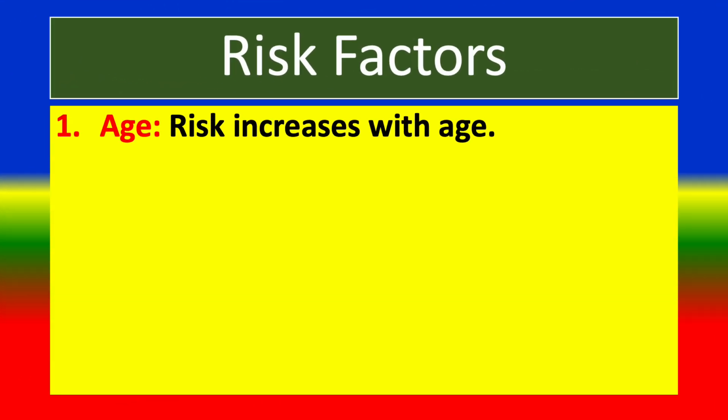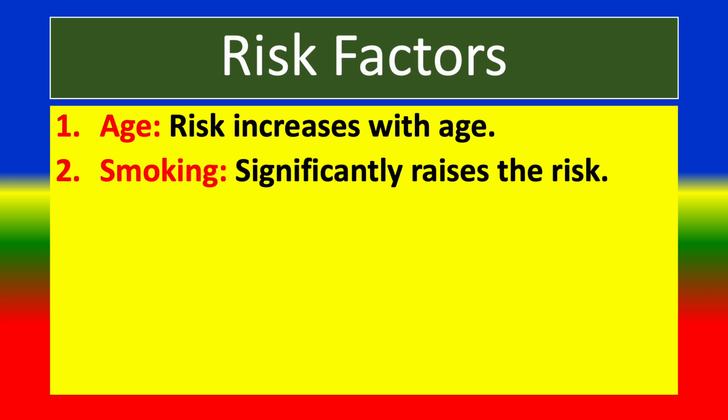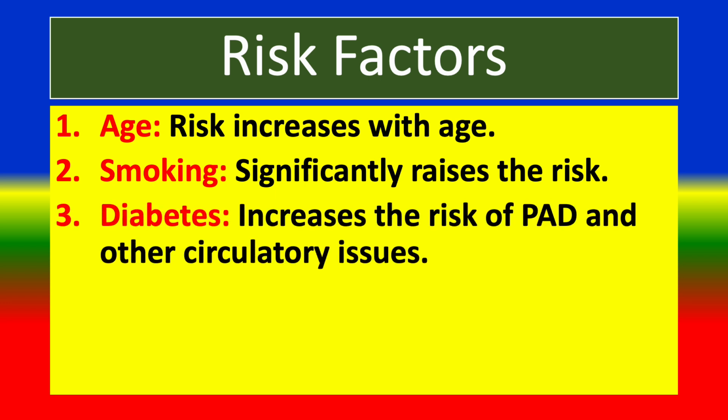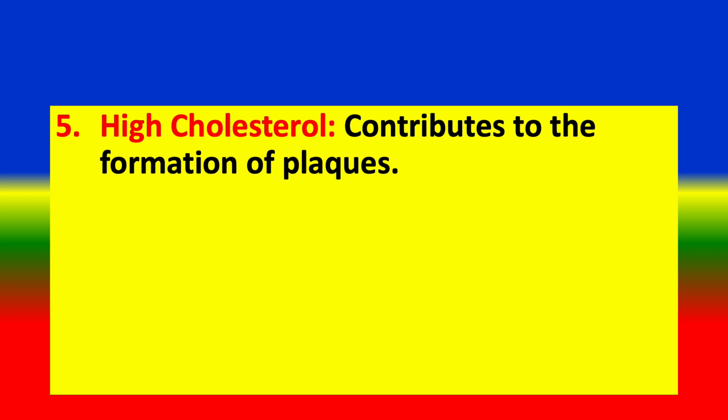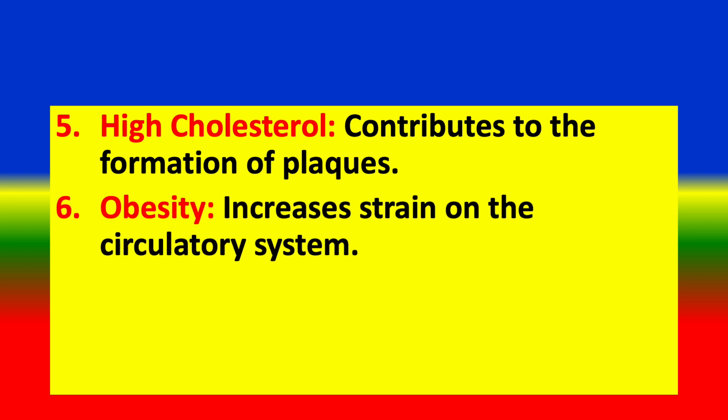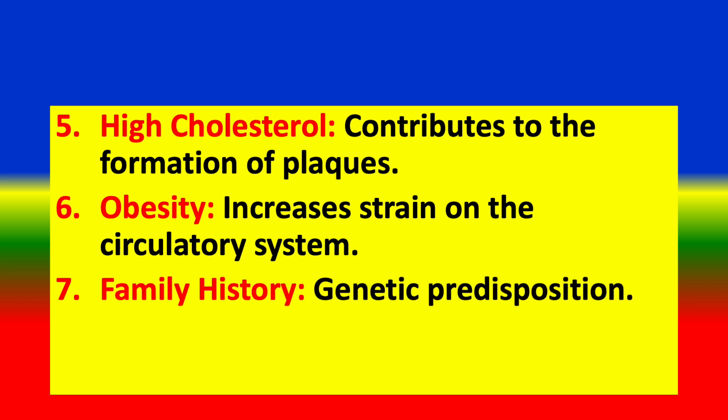Risk factors. 1. Age. Risk increases with age. 2. Smoking significantly raises the risk. 3. Diabetes increases the risk of PAD and other circulatory issues. 4. High blood pressure damages the arteries over time. 5. High cholesterol contributes to the formation of blocks. 6. Obesity increases strain on the circulatory system. 7. Family history, genetic predisposition.